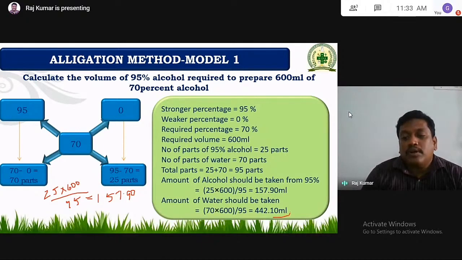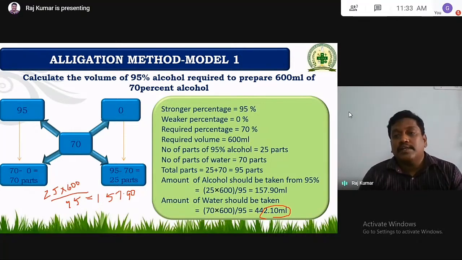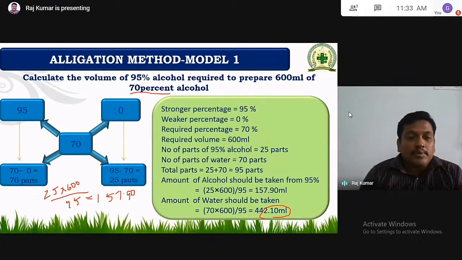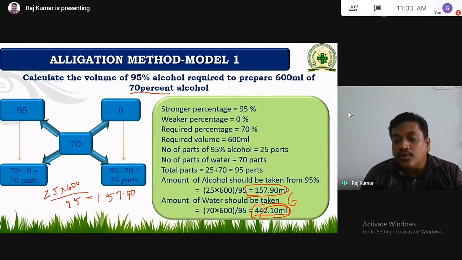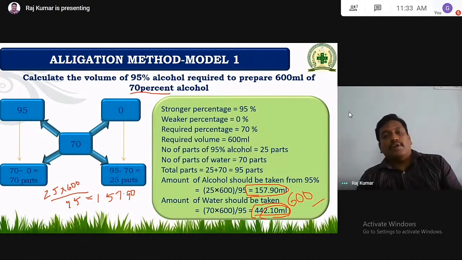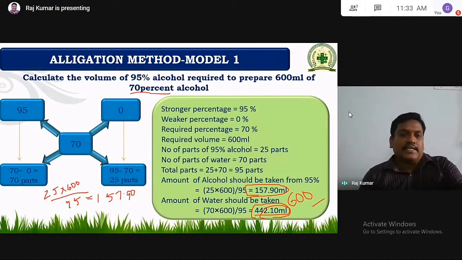442.10 ml of 95% alcohol have to be taken. Combined, you will get 600 ml of 70% alcohol. So whether the problem is correct or not, you have to check it. Simply check by addition of this 442 plus this 157. If you get total volume 600, then the problem, whatever you do, is exactly correct. That's about method 1.